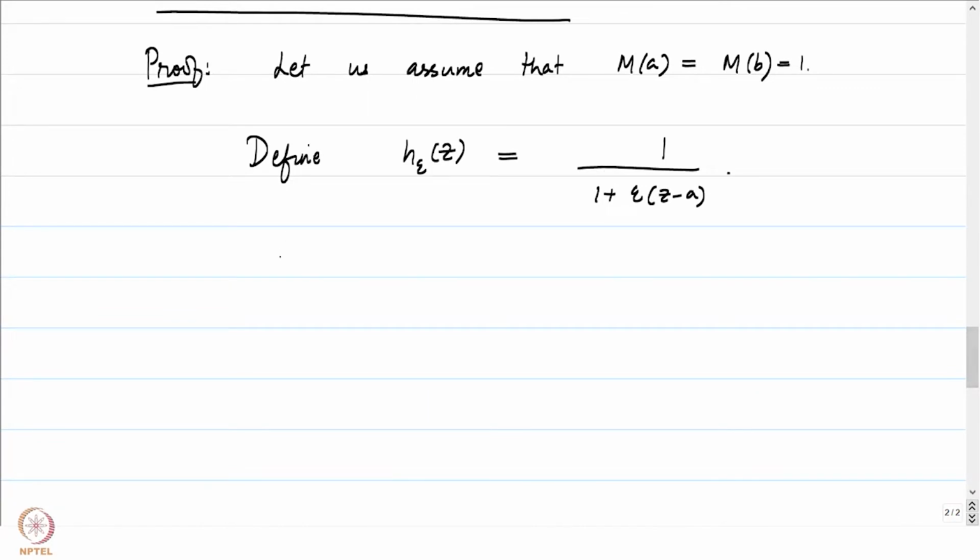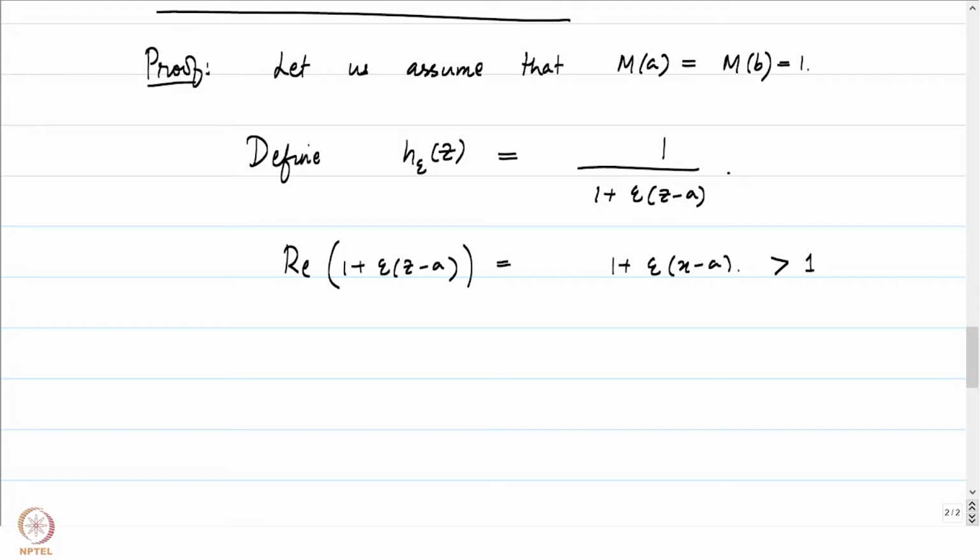The first observation would be that 1 plus epsilon times z minus a, if you consider the real part of this, is exactly equal to 1 plus epsilon times x minus a. For any epsilon positive, we have that this is equal to 1 plus epsilon times x minus a, which is going to be greater than 1 because x is between a and b, and hence x minus a is positive.